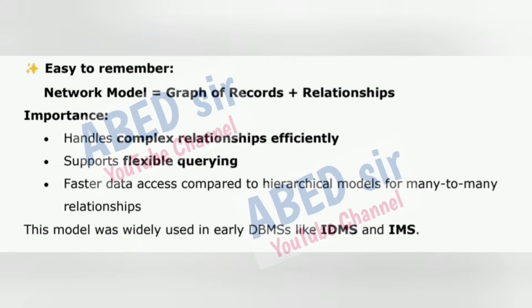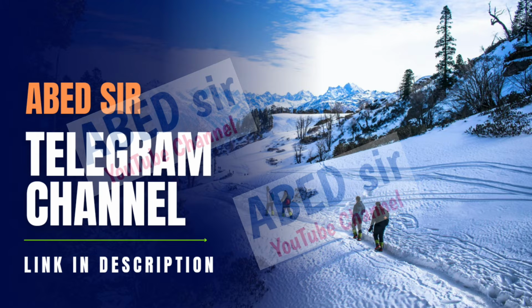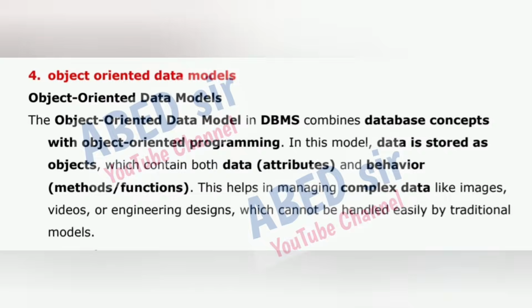Importance. Handles complex relationships efficiently. Supports flexible querying. Faster data access compared to hierarchical models for many-to-many relationships. This model was widely used in early DBMSs like IDMS and IMS. Next important short question is 4, object-oriented data models.